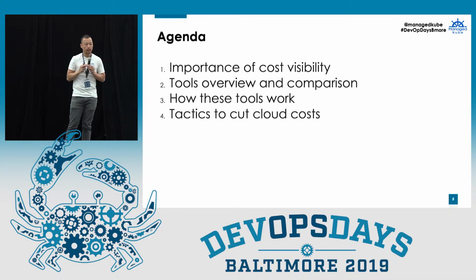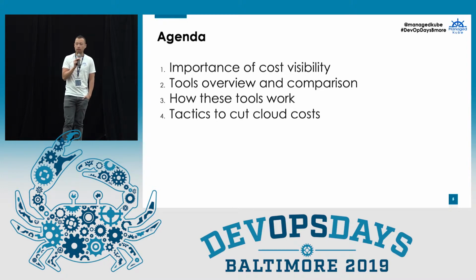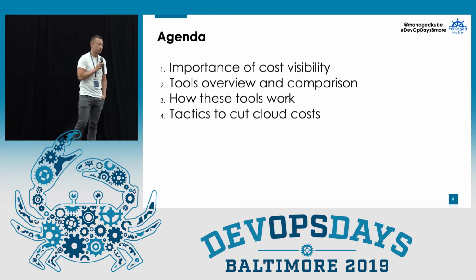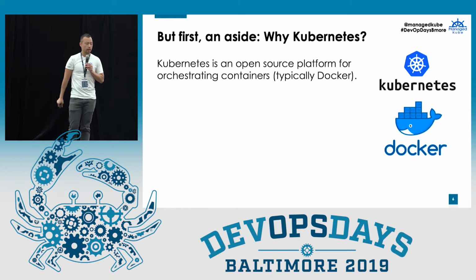Today, we'll be going through the importance of cost visibility. How do you do that? How do you measure it? Then a little bit of talk about what the tools are out there right now to get these kind of metrics and dashboarding available to you. Then we'll talk about how these tools work. And then finally, with these metrics in mind, how do you use them to cut costs and move forward?